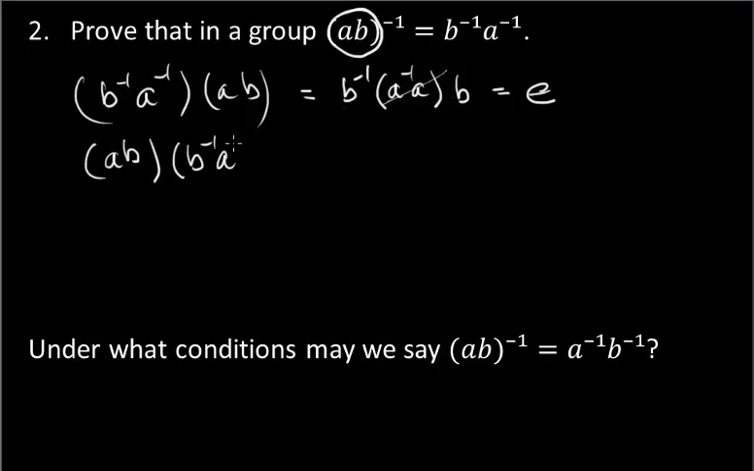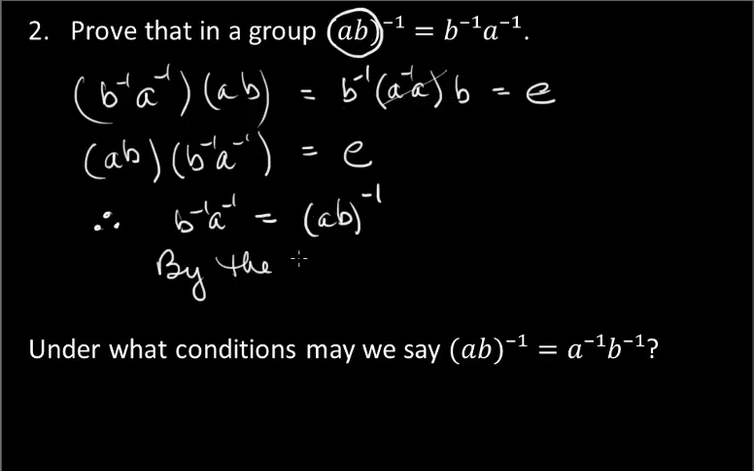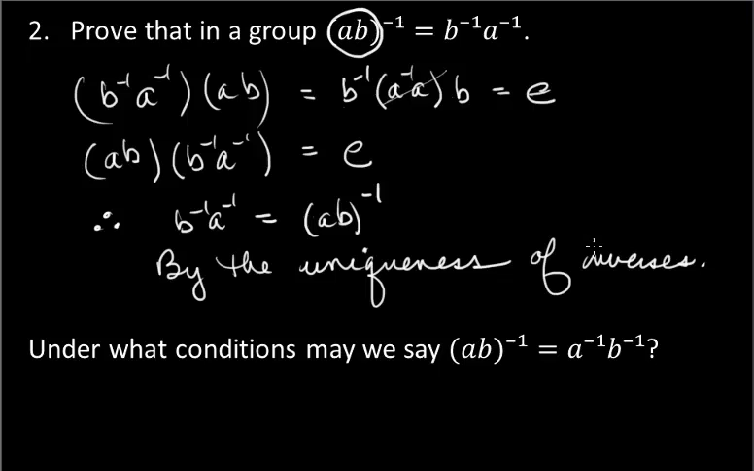And try it on the other side. AB times B inverse A inverse. And you'll also get the identity. So you can say, therefore, B inverse A inverse is AB inverse, because AB inverse is unique. So this last equality is by the uniqueness of inverses. And by the way, you should be able to prove that inverses are unique. That's in the handout. We proved it in class.